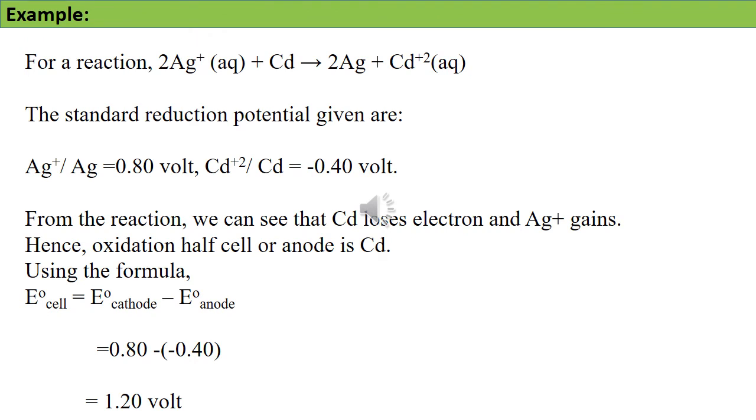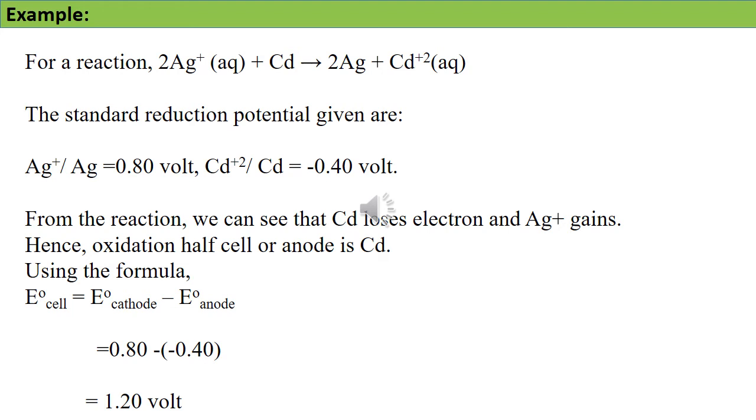We can see this by an example. For a reaction, 2Ag+ plus Cd gives 2Ag plus Cd2+. The standard reduction potentials of silver and cadmium are given as follows. Ag+ bar Ag is equal to 0.80 volt, and Cd2+ bar Cd is equal to minus 0.40. By looking at the reduction potential values, we can say that silver is the cathode and cadmium is the anode, because silver has a positive electrode potential value and cadmium has a negative electrode potential value.